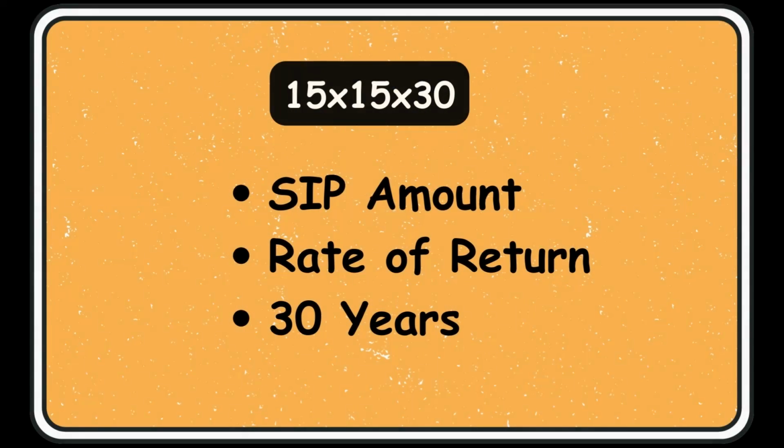Now let us move on to the second rule. The second rule is 15-15-30. Same logic here as well. The first 15 represents the 15,000 rupees monthly SIP amount. The second 15 represents the rate of return, 15% CAGR. The 30 represents the 30 years tenure of your SIP. So as an investor, if you are doing a 15,000 rupees monthly SIP at 15% assumed rate of return, at the end of 30 years you will have 10 crores.